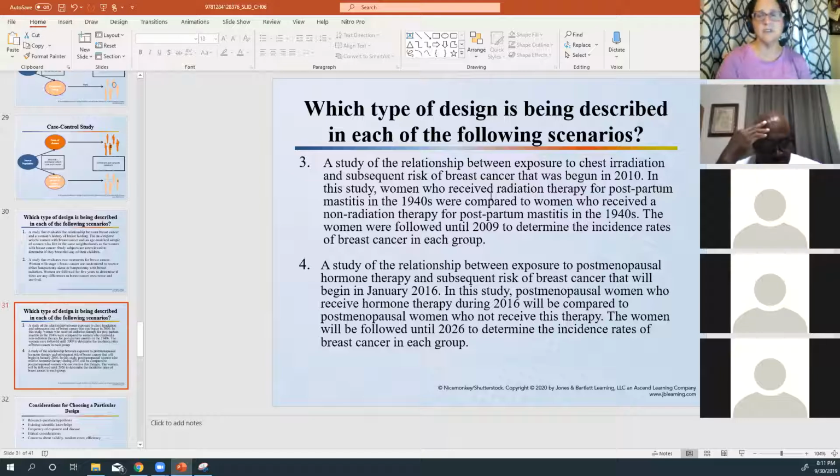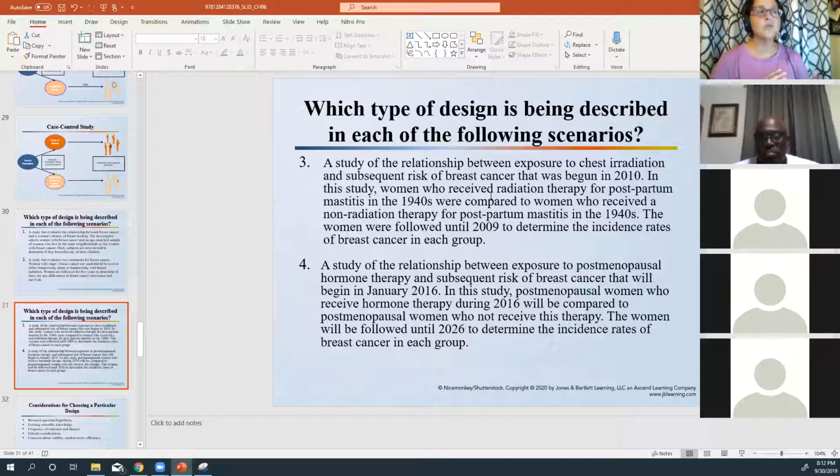What is the exposure here in this study? Radiation. Chest radiation. The radiation therapy. And I started off by saying these women who received radiation therapy for postpartum mastitis compared to women who did not get radiation therapy for postpartum mastitis. So they're a very similar group of women. They both had postpartum mastitis, so they had a child and they had some kind of infection of the milk ducts, and it was both in the 1940s. So we have very similar populations, but we have 2 different exposures.